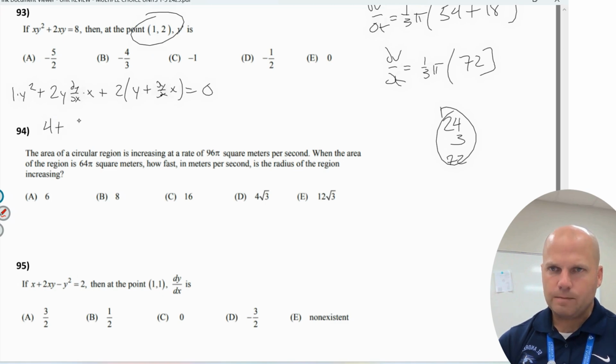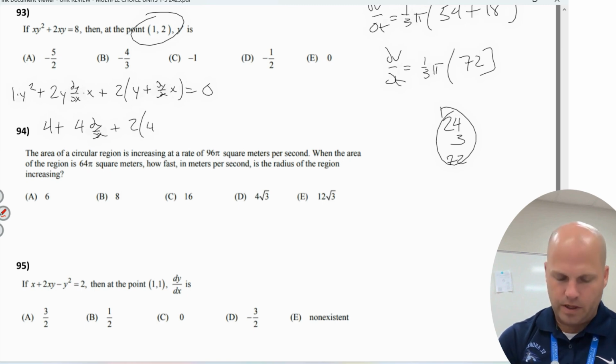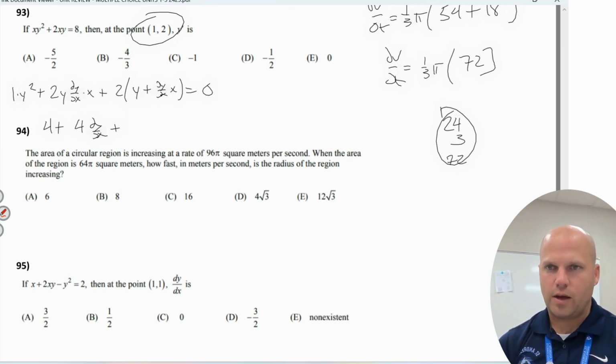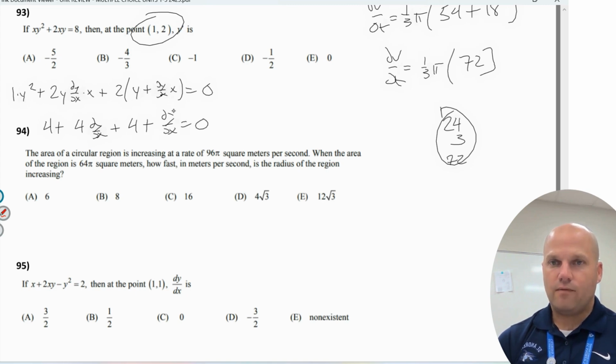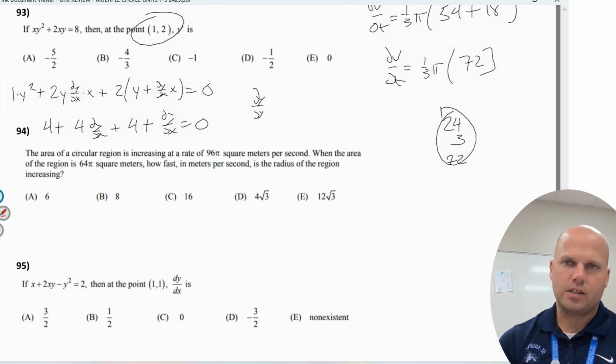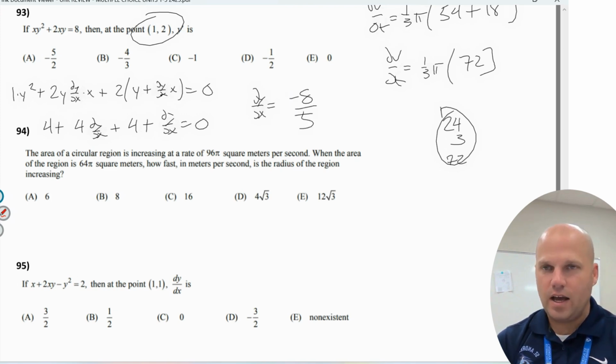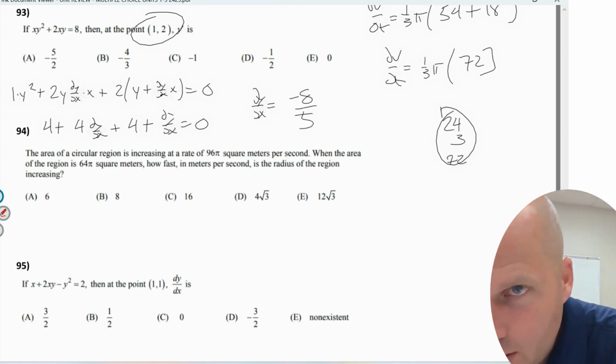4 plus 4 dy dx plus 2 times, well, I've got to distribute anyway. So it's 2 times y. So that's 2 times 2, which is 4 plus 1 more dy dx. And I'll have 5 dy dx's. I'll have 8. So dy dx is going to be minus 8 over 5. And I probably plugged something in wrong.